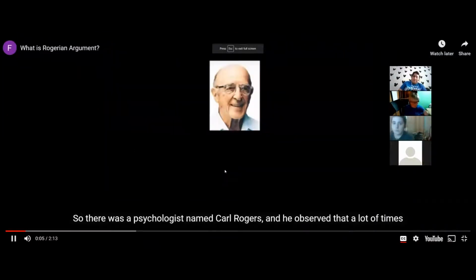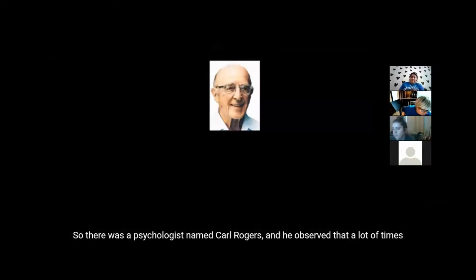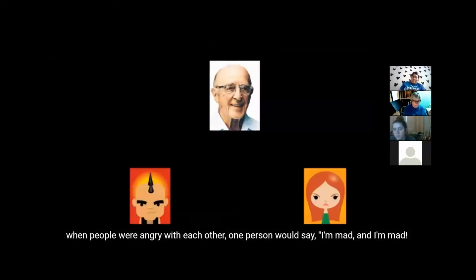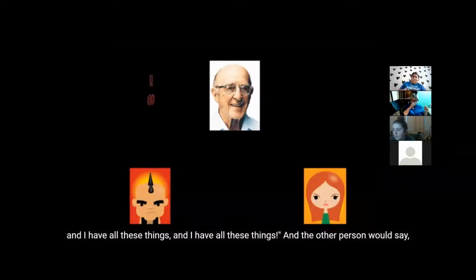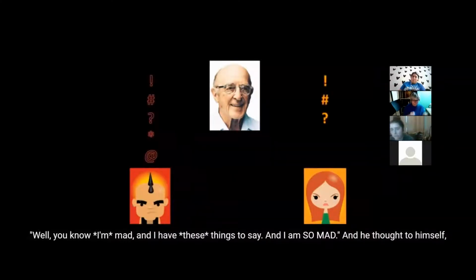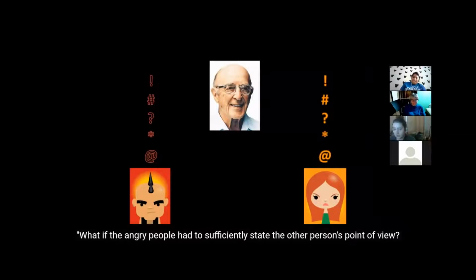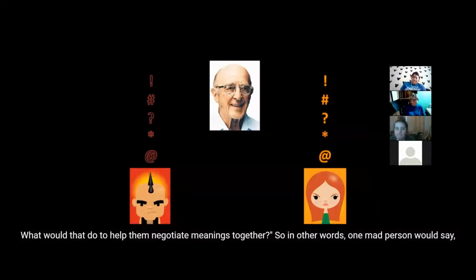So there was a psychologist named Carl Rogers, and he observed that a lot of times when people were angry with each other, one person would say, "I'm mad and I have all these things to say." The other person would say, "Well, I'm mad and I have these things to say, and I am so mad." And he thought to himself, what if the angry people had to sufficiently state the other person's point of view? What would that do to help them negotiate meeting together?